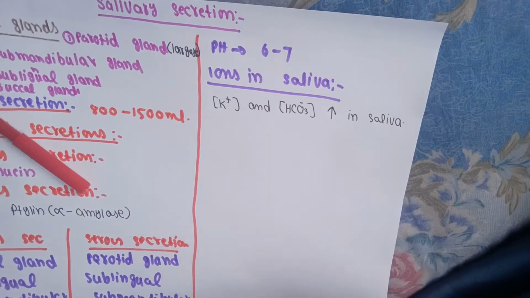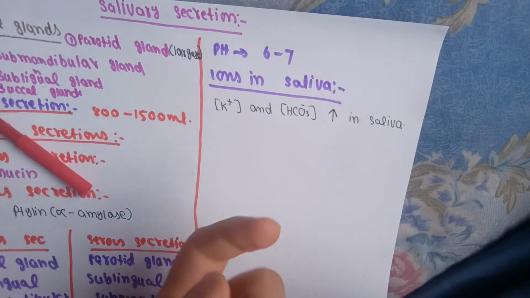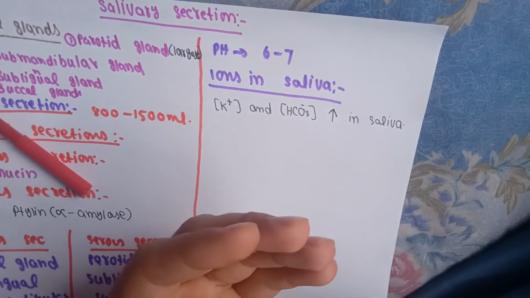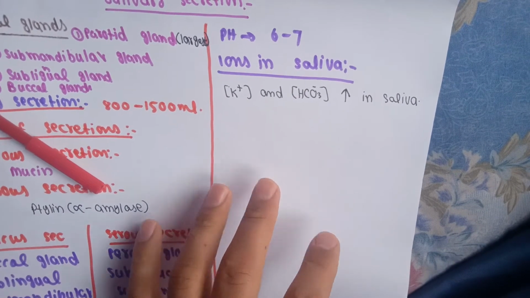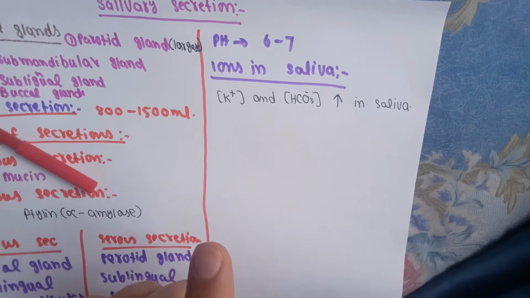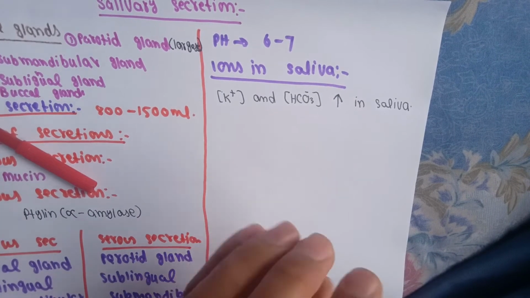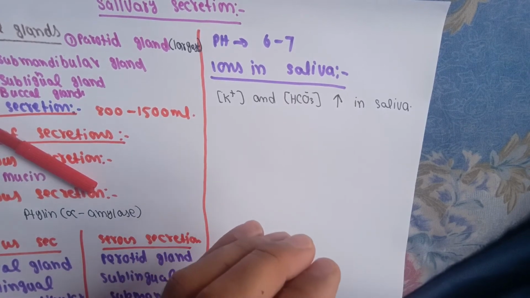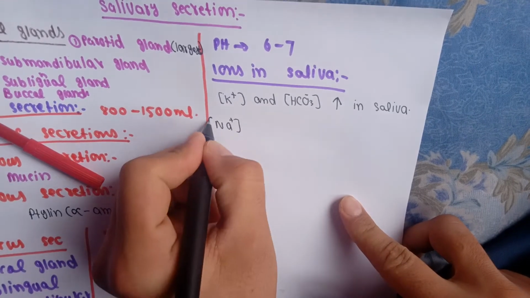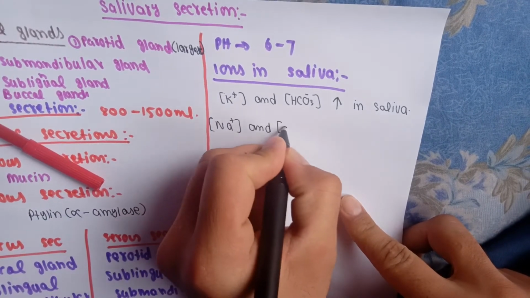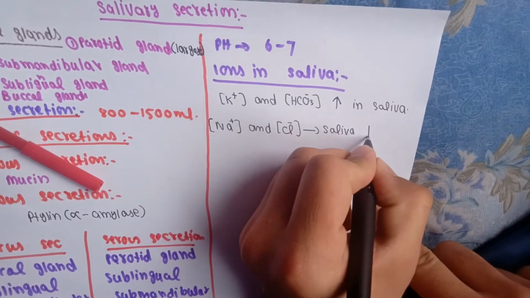Now if we compare saliva with plasma with respect to sodium ion concentration and chloride ion concentration, in which one is the concentration of sodium chloride high? It is important to note that the concentration of sodium ion and chloride ion in saliva is less than the concentration in plasma. So here I can write that sodium ion concentration and chloride ion concentration in saliva is less.